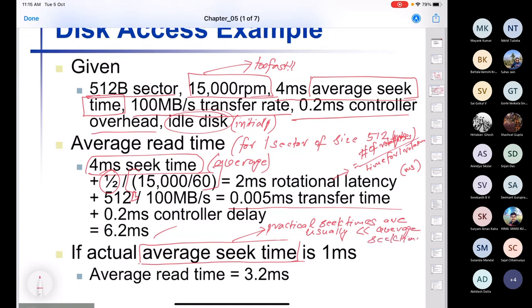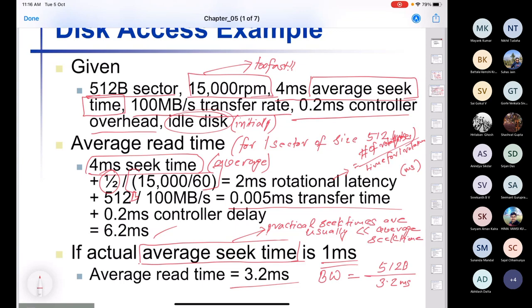So it can be only 25% of the average seek time mentioned. In that case, if it is only 1 millisecond, the actual read time will become 3.2 milliseconds. Okay, and then you can calculate the throughput. You have read 512 bytes of data in 3.2 milliseconds. So this is your kind of bandwidth. Okay, it is quite slow, very slow.